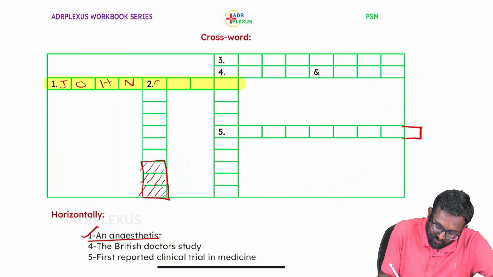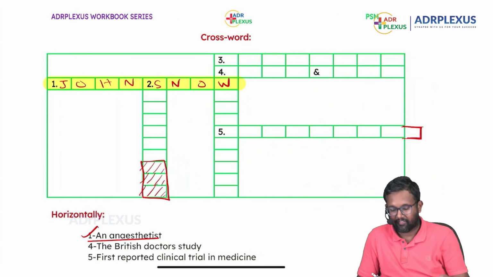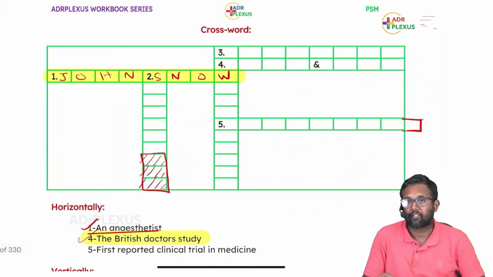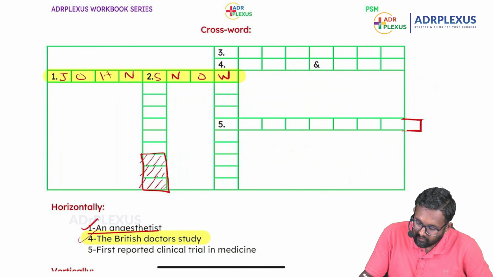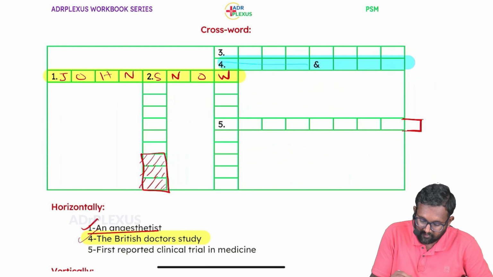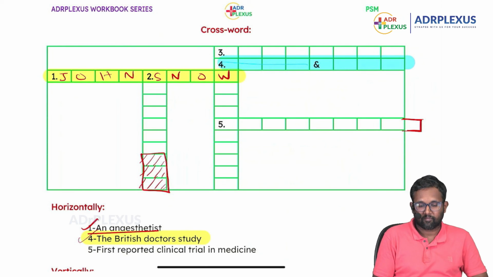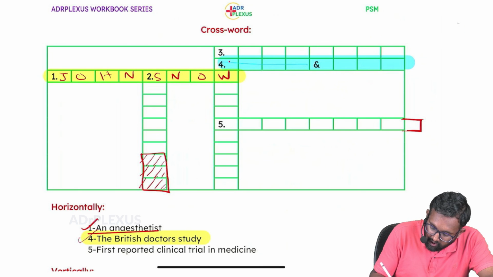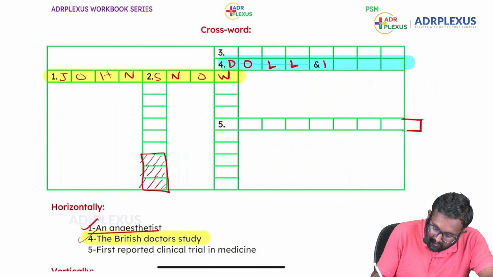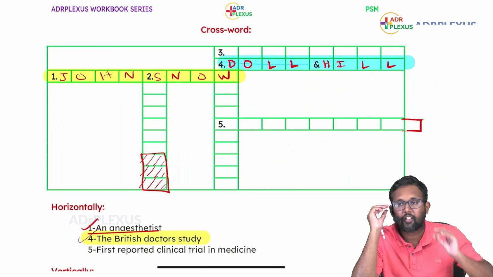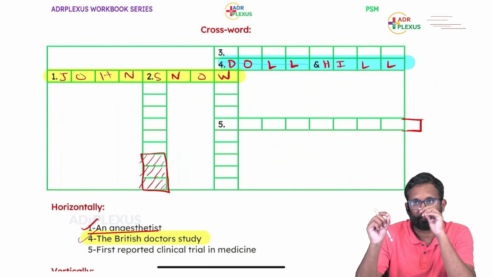John Snow. Okay, we finished the first one. Next, the fourth one is somewhat difficult. The British doctor study, a study on smoking. A study on smoking. So it is called the Doll and Hill study. This is called the Doll and Hill study. This is a study on smoking, smoking and lung cancer. Doll and Hill study.